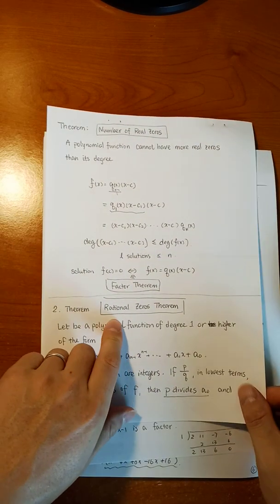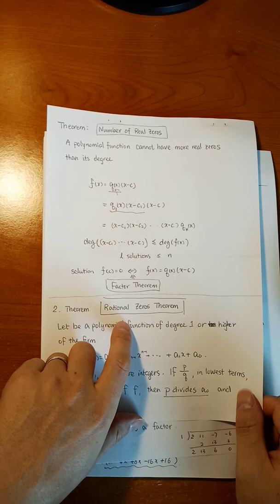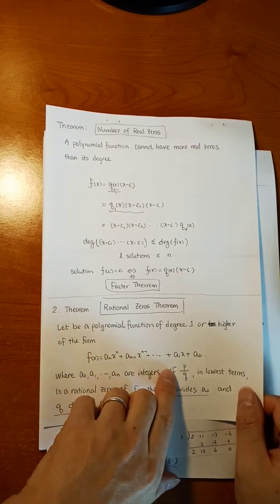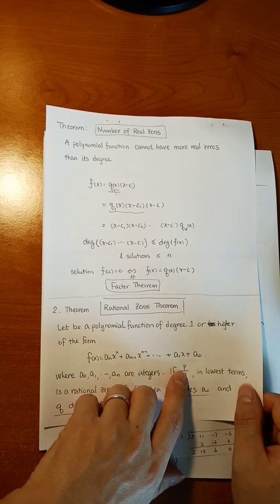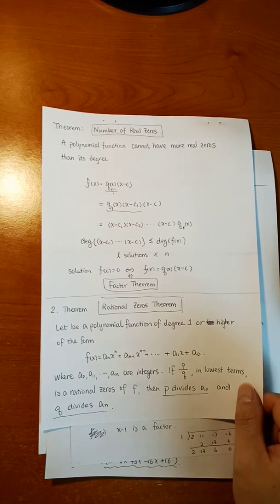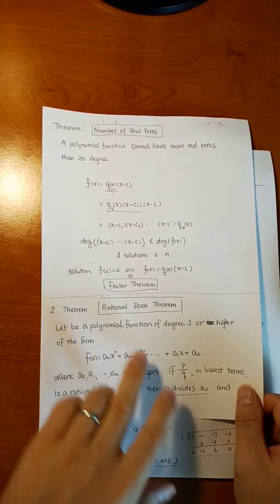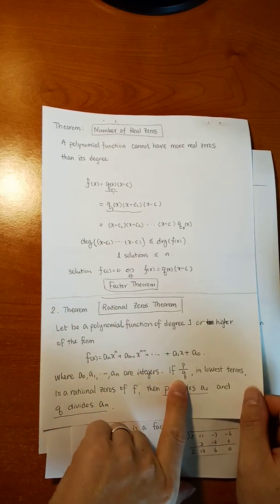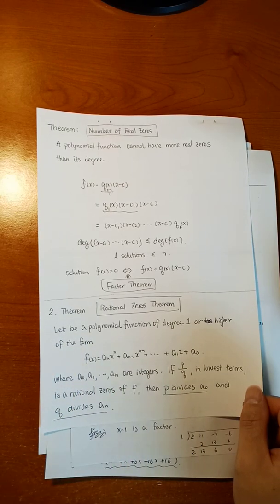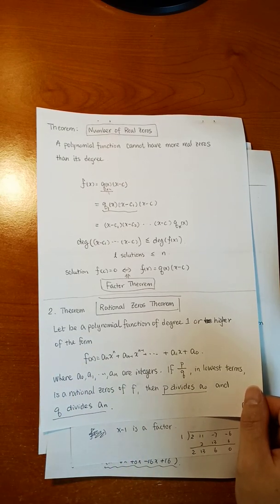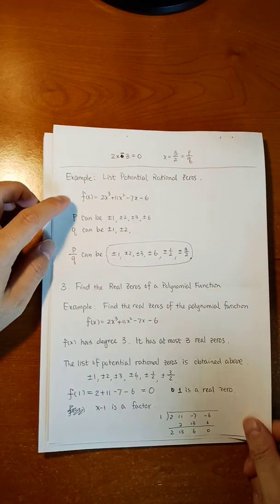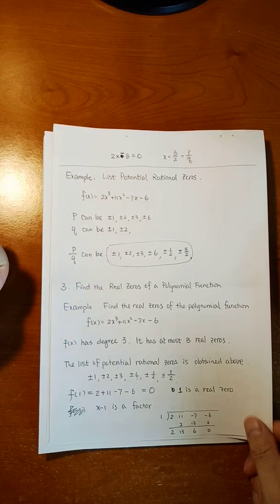And next, we learned the rational zero theorem. The rational zero theorem can only be applied to integer coefficient polynomials. If your coefficient is the square root of 2, then forget about the rational zero theorem. The rational zero theorem says if you have a rational zero, the numerator divides the constant term and the denominator divides the leading coefficient. That gives us a necessary condition. And with it, we can list the potential rational zeros.